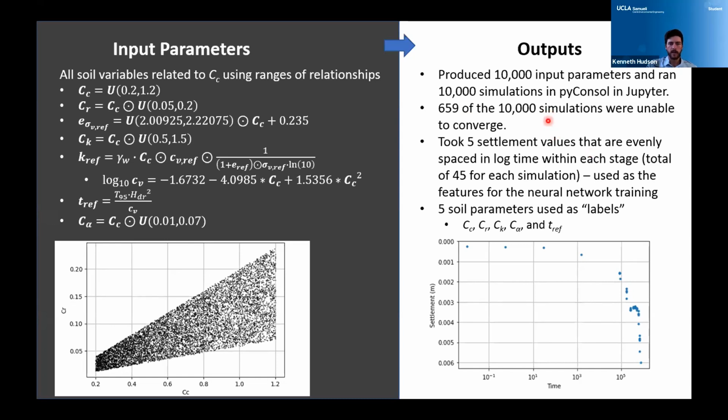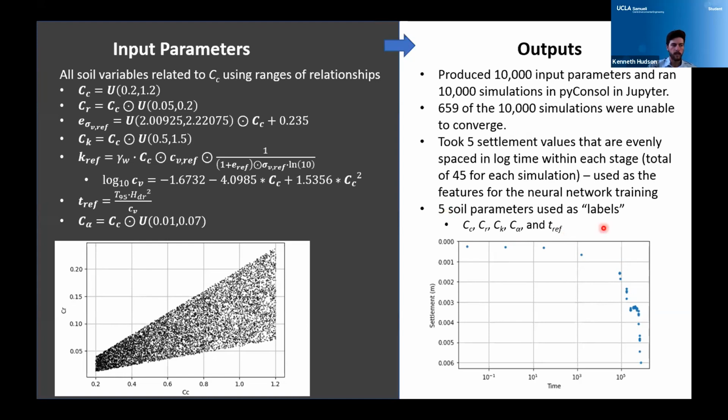But what that output, right, is the settlement with time. And so we discretized that settlement with time profile by taking 5 settlement values that are evenly spaced in log time within each stage, so that we had 45 for each simulation, and used those as the features for the neural network training. So here's a plot showing those data points. So here's that first stage. So we're taking 1, 2, 3, 4, 5. And those are evenly spaced in log space so that we get all these different points along the settlement curve. And then the second stage and the third stage and so on and so forth. We get 5 points from within each stage that'll be representative of the settlement profile.